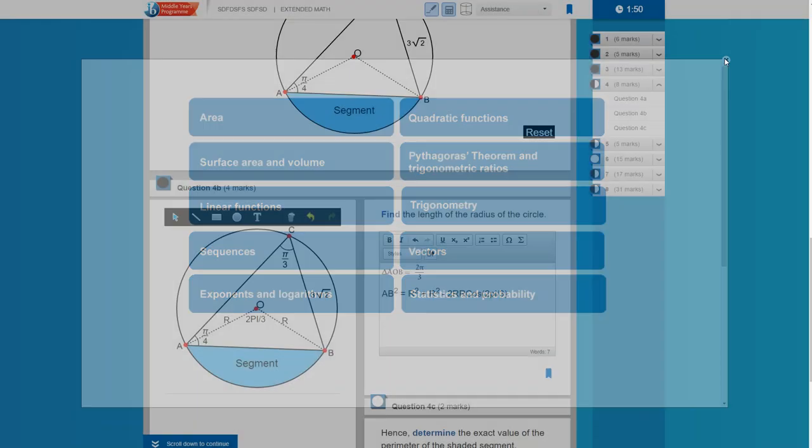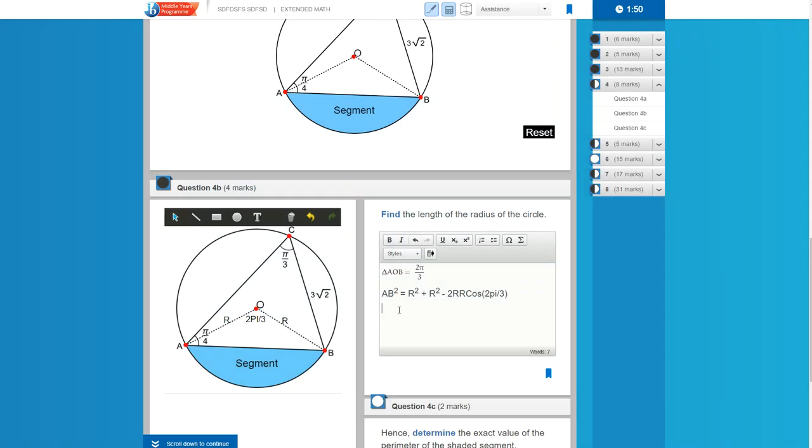All right, so I've got down to here. We can tidy this up a little bit. So AB squared is equal to what? 2R squared, take away 2R squared cos 2 pi over 3. Now, do we know what cos of 2 pi over 3 is?